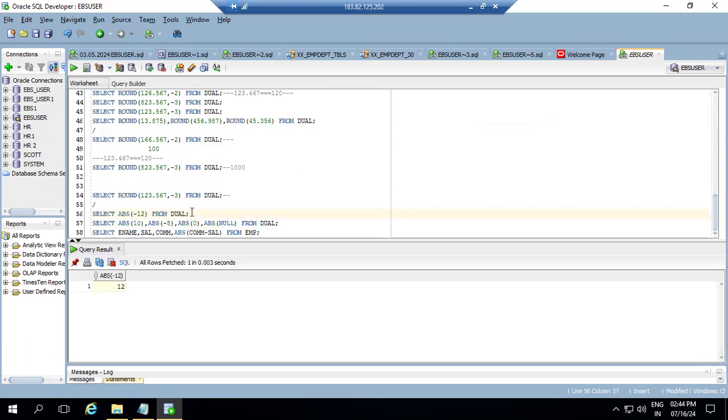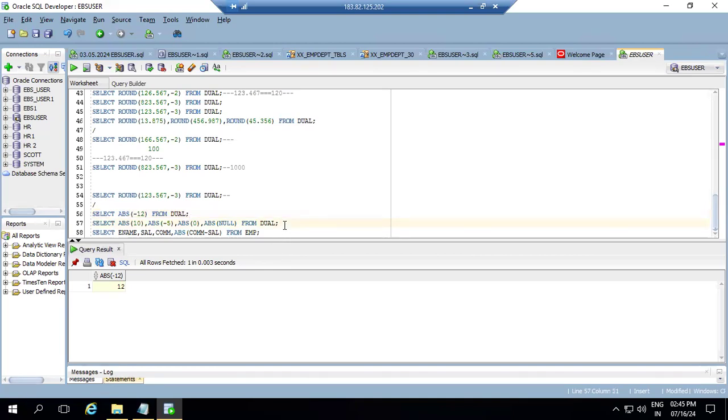So you'll have a requirement: wherever I have a minus, I want to convert it into a positive number. So where we use this absolute value, ABS. Okay, so this word you should mention. So select ABS minus 2, minus 12 from dual. So obviously you're getting the positive here.